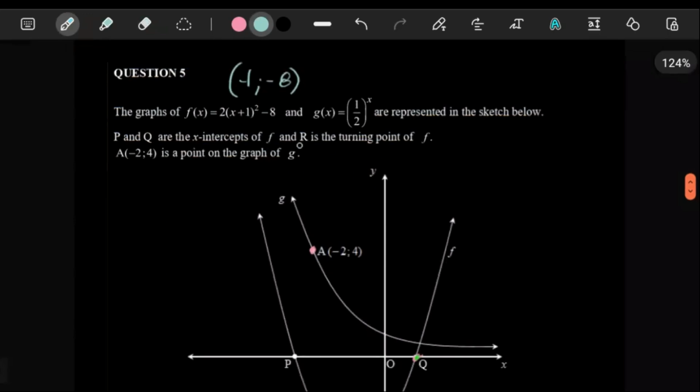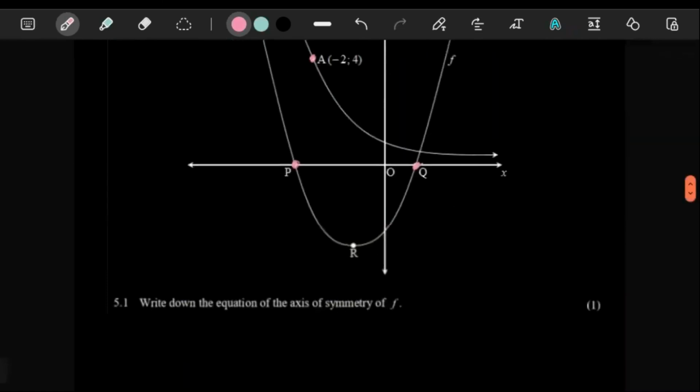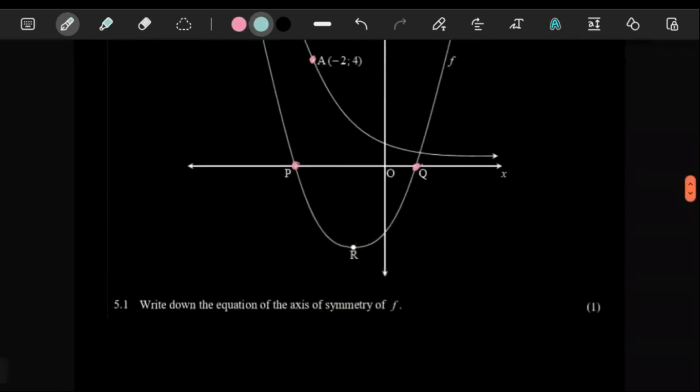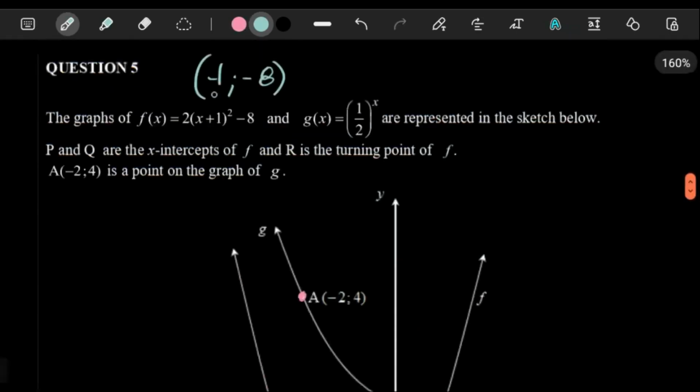They say these two graphs are represented in the sketch below. And then they say P and Q. There is P over here, there is Q over here. These are the x-intercepts of f, and R is the turning point of f. So there's R over here. We already know the coordinate of R: it's going to be -1 and -8.